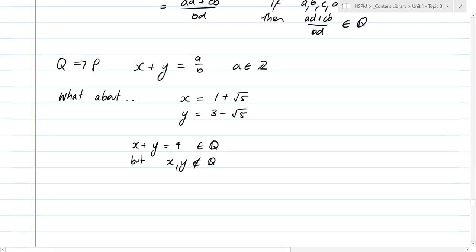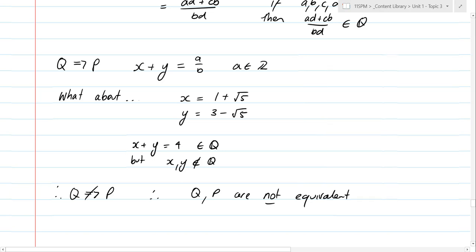So Q implies P is not true. Q does not imply P, and therefore Q and P are not equivalent. So P implies Q, but Q doesn't imply P. So there is an implication statement, but they're not equivalent.